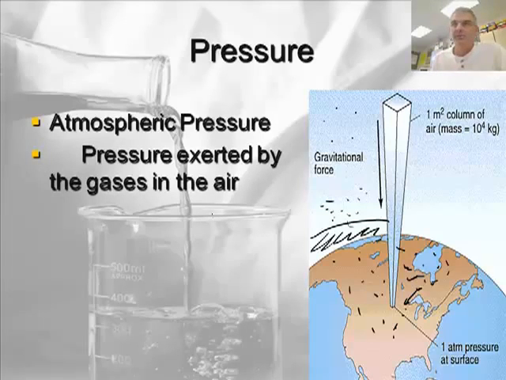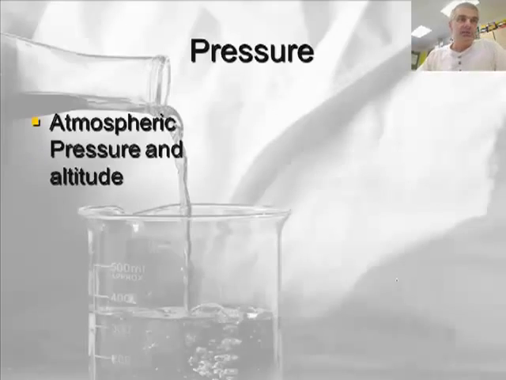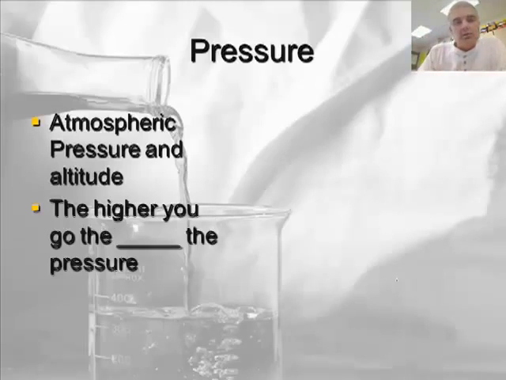So the pressure exerted by the gases in the air is called the atmospheric pressure. If we had a 1 meter column of air, so this is 1 meter by 1 meter, that's 3 feet by 3 feet, what would be the pressure at the surface? At the surface, it depends on your altitude, which we'll talk about. So, the atmospheric pressure and altitude.